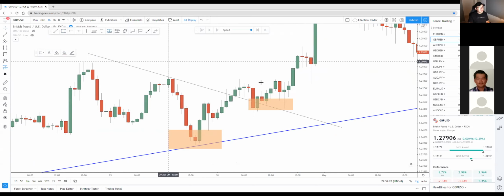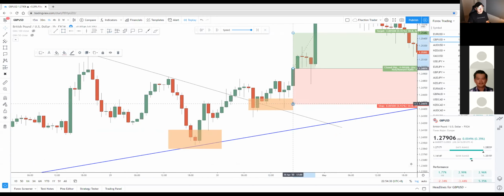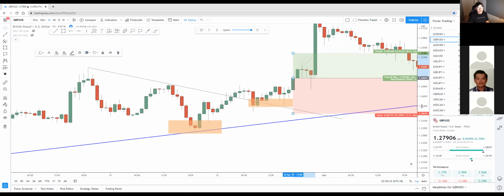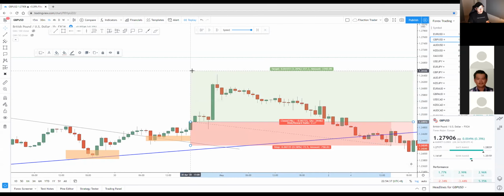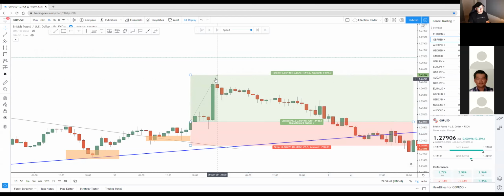If you put your entry here for 1 to 2, let's see whether we can hit 1 to 2. No, we did not get 1 to 2. We only get about, oh yeah, 1 to 2, exactly 1 to 2.